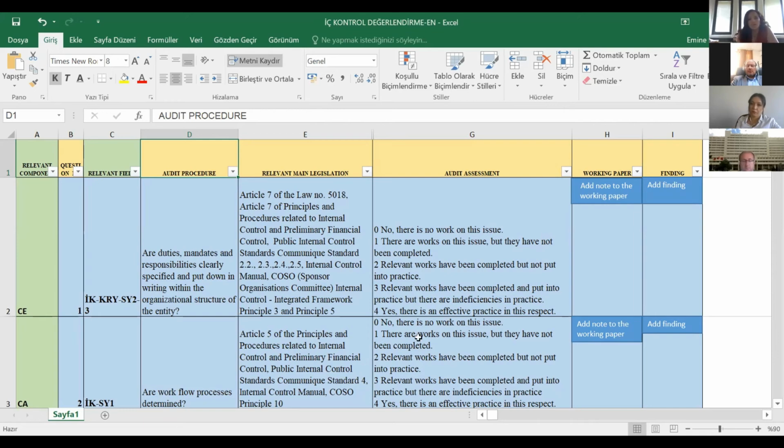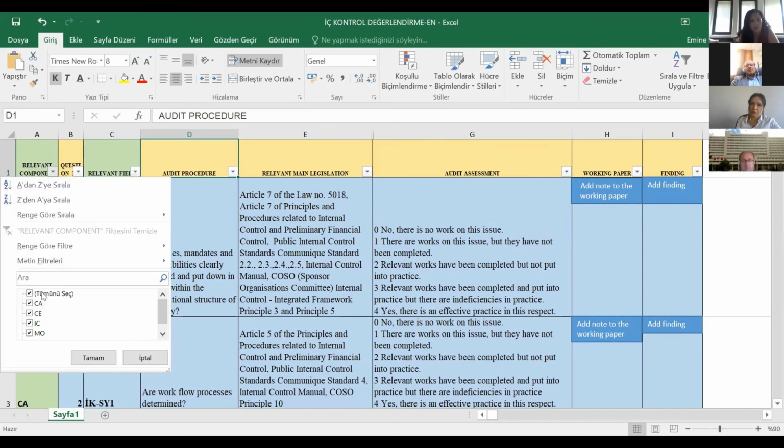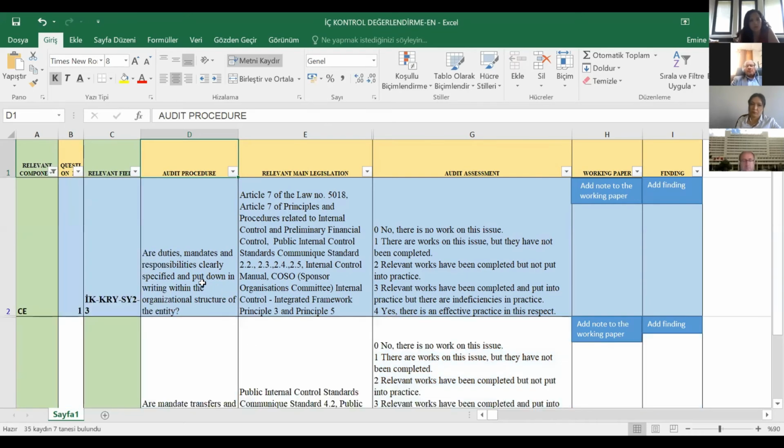I would like to show you a few questions. Let's start with the control environment. These are examples. Are duties, mandates, and responsibilities clearly specified and put down in writing within the organization structure of the entity? So there are scores from 0 to 4.